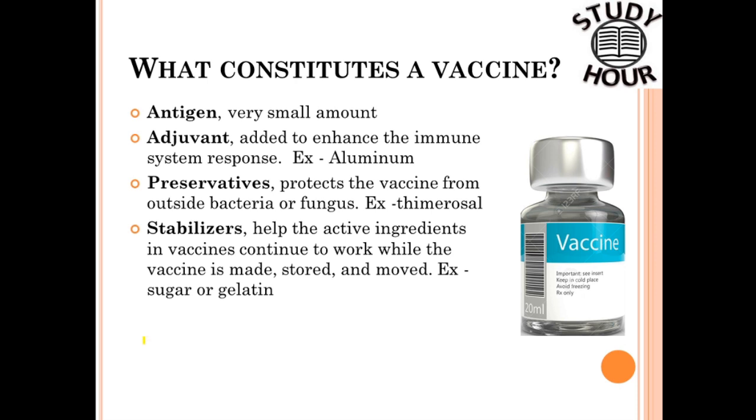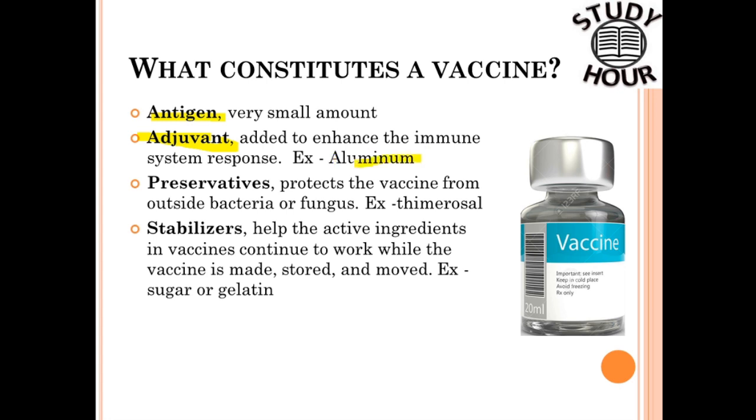First is antigen. Okay, so antigens, they are derived from the disease causing organisms such as bacteria or viruses, and they are present in very small amount. Second is adjuvants. Because antigen is present in very small amount, so to enhance the immune system response, adjuvant is added. One of the example is aluminum.